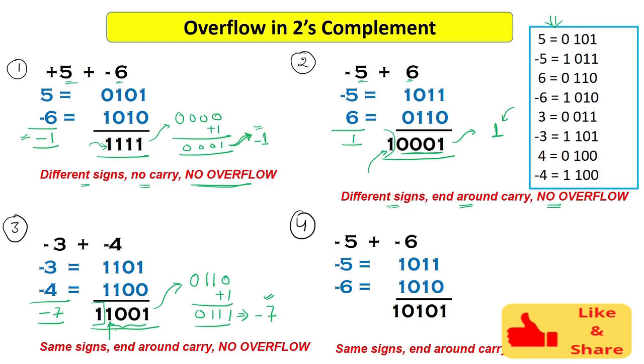And this -7 is represented as 1, 0, 0, 1, that is 4 bits only. So that means we are adding two same-sign numbers, negative and negative. We got the end-around carry, but we didn't get any overflow.